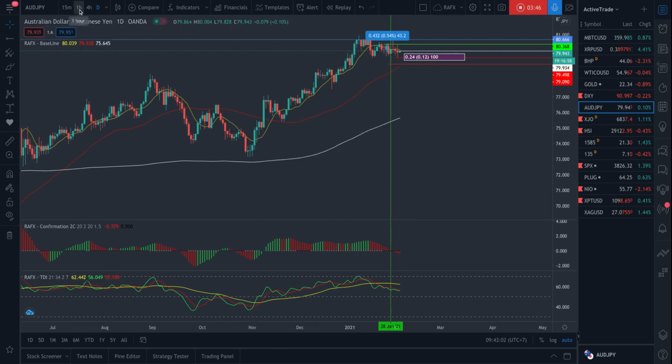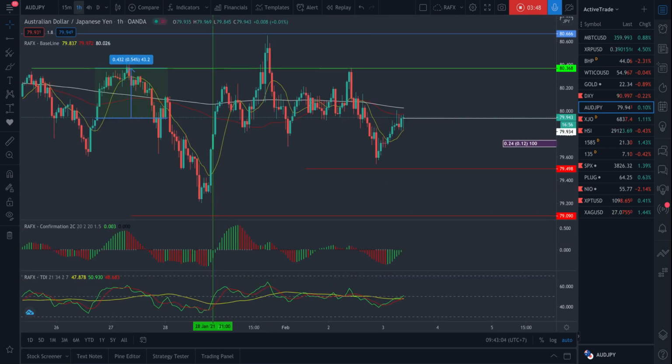So the tricky part here is on the 1 hour and on the 15-minute time frame. So I check on the 1 hour if confirmation 2C shows that series of green there. So that's a good signal that this pair is having a good momentum. The next one that we check is the TDI.